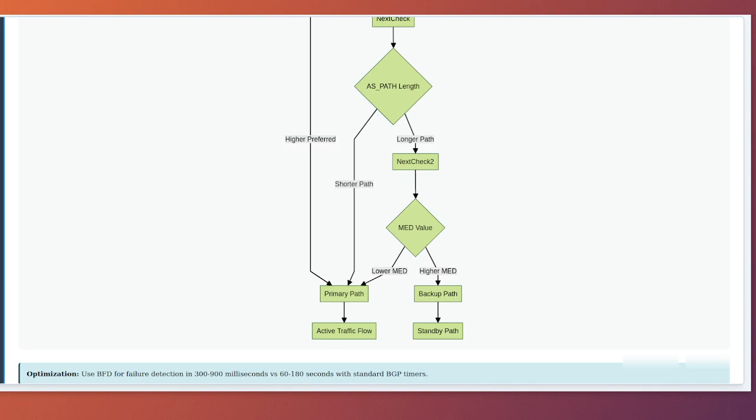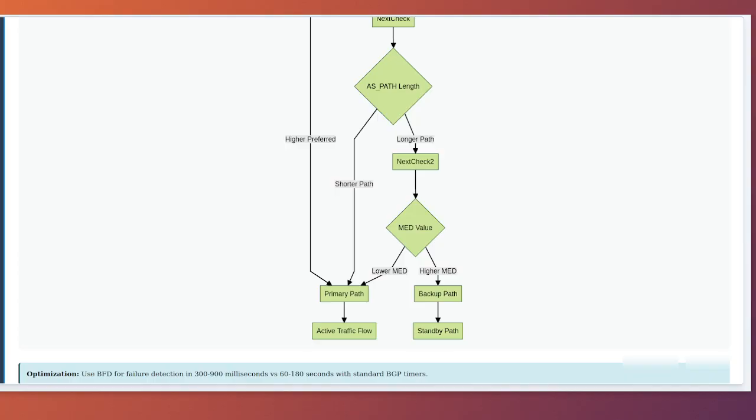BGP route dampening helps protect against route flapping, where routes repeatedly appear and disappear, causing routing instability. When a route flaps, BGP increments a penalty counter. If the penalty exceeds a threshold, the route is suppressed for a period. This prevents unstable routes from disrupting your network. However, be cautious with dampening in Direct Connect environments because overly aggressive dampening can cause legitimate failover events to take longer than necessary.